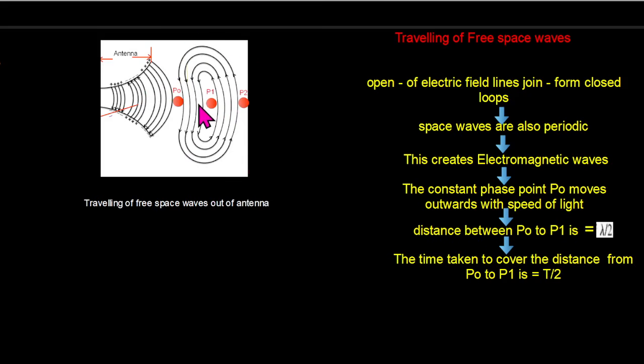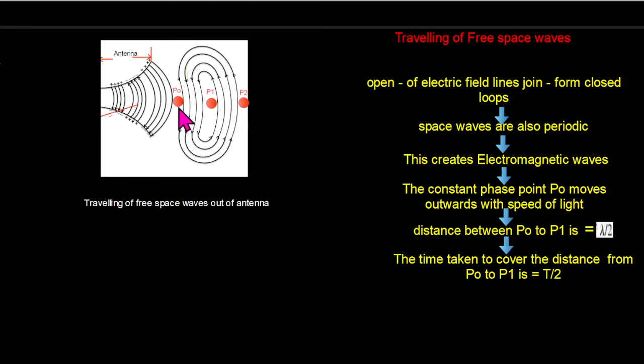In the free space, we have the electromagnetic waves, and here the electric field lines join to form closed loops. These phase waves are also periodic and they travel in free space with the speed of light. Here, if you take a point P0, a constant phase point, it moves outward and reaches the point P1. After some time it reaches the point P2.